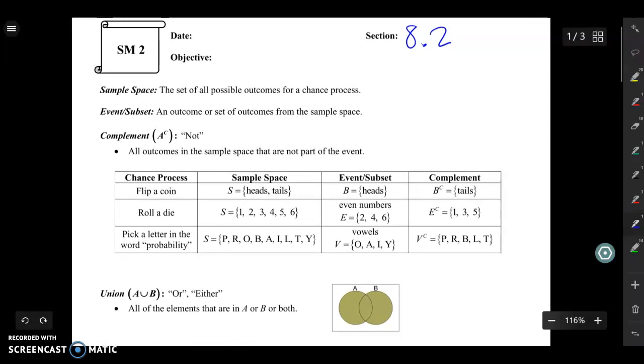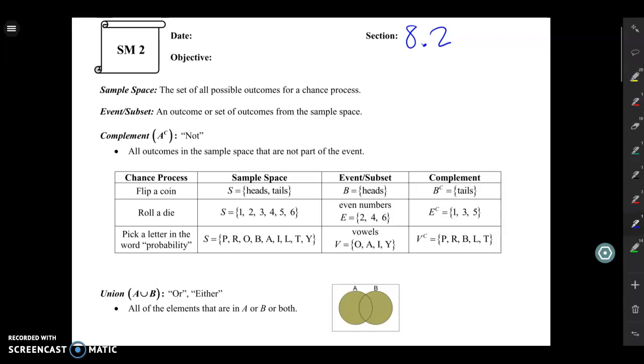So first is a sample space. A sample space is a set of all the possible outcomes for a chance process. For example, if I'm rolling a regular 6-sided die, then I have 6 different outcomes. I roll 1, 2, 3, 4, 5, or 6.